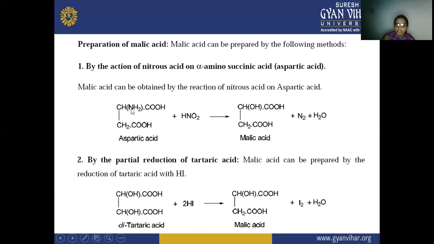And this HNO2 reacts with it. Here the water molecule is removed from here. So there is a formation of malic acid.